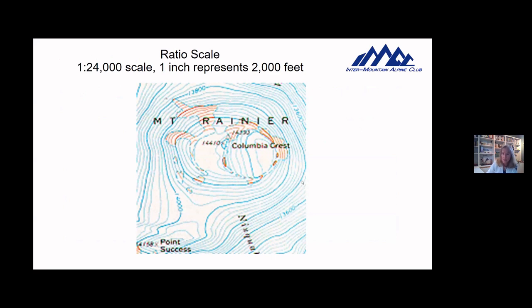13,600. This one is 13,800. I'm following this contour line around to here. As long as you stay on the contour line, you're going to walk even. You're not going to go up and you're not going to go down. This contour interval is about 50 feet. That's how you sometimes, if you don't have it at the bottom, you can figure it out.